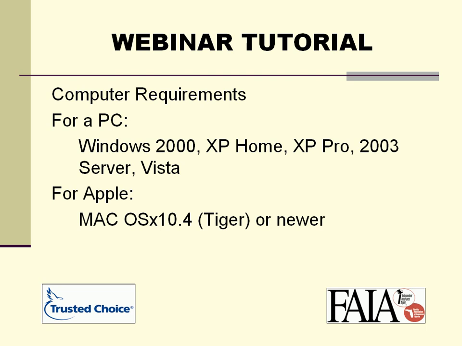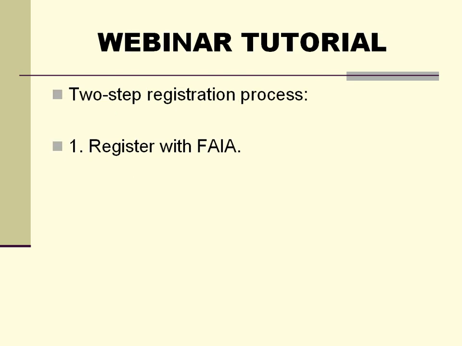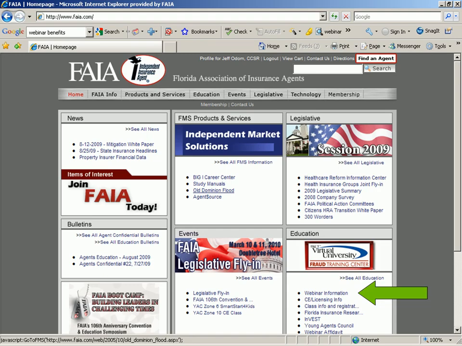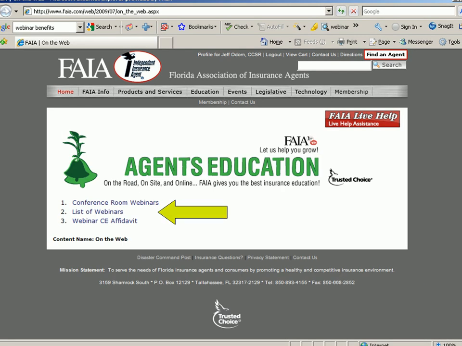Now let's move on to the registration process. This process is a little different than registering for our classes. Like I said earlier, this is a 2-step process. The first step is to register using FAIA's website. Now, once you've logged on to our website, you will see in the lower right hand corner under Education a link titled Webinar Information. Click on that link and you'll see the following screen.